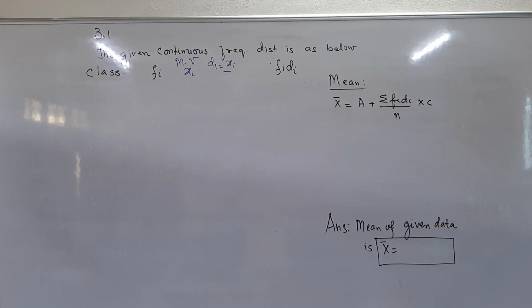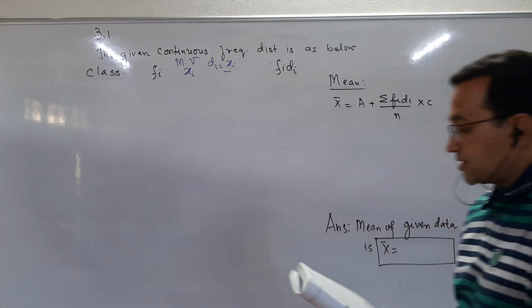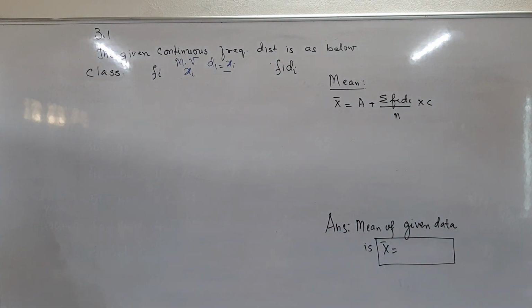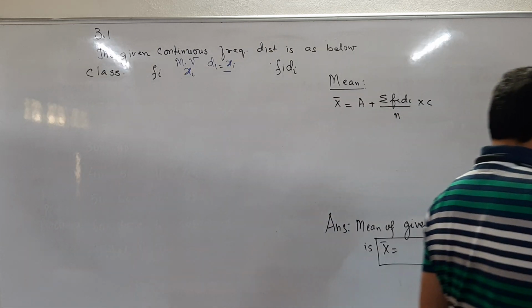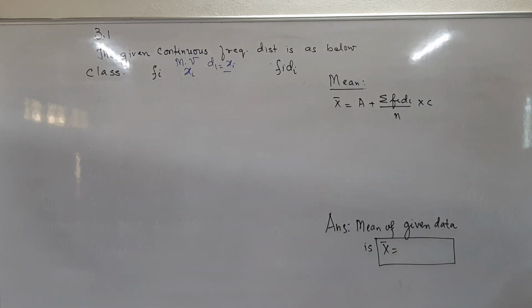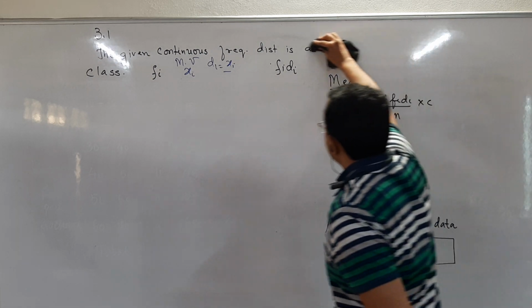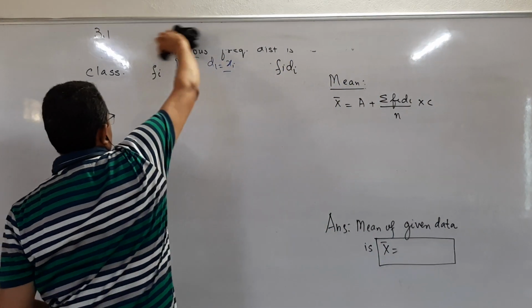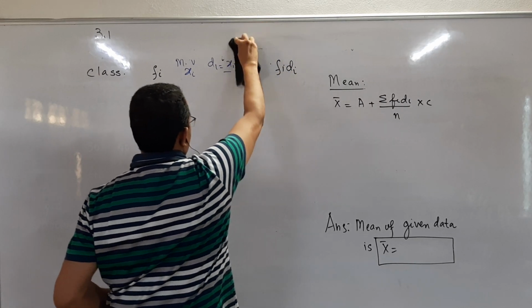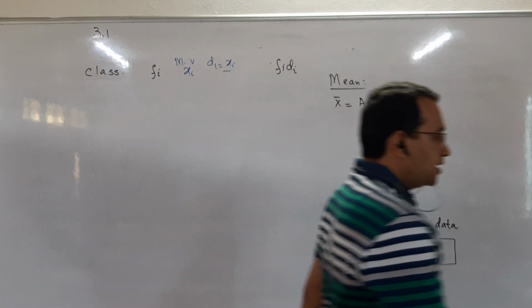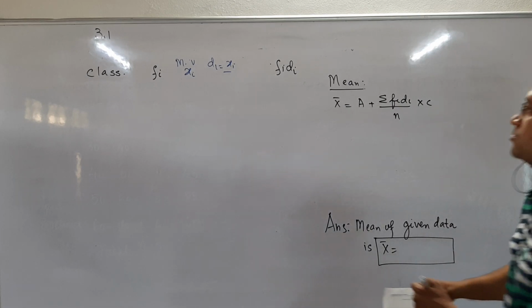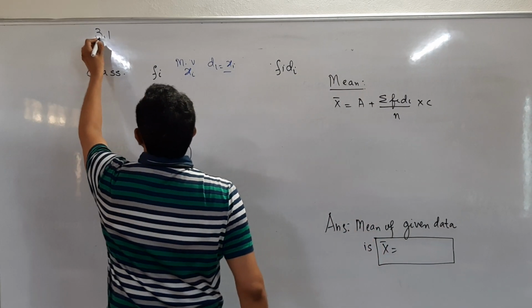Okay, students. Now, all of you pay attention. If you carefully observe, the given distribution is a less than type cumulative frequency distribution. So, I can write like this. Here, let me change the title. I should change the title, because this title is not appropriate, as we are not given a continuous frequency distribution.